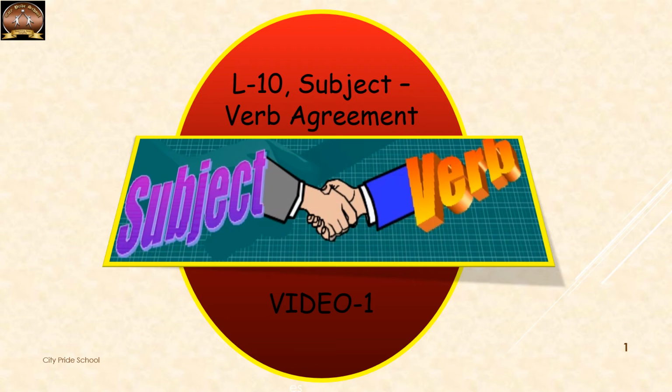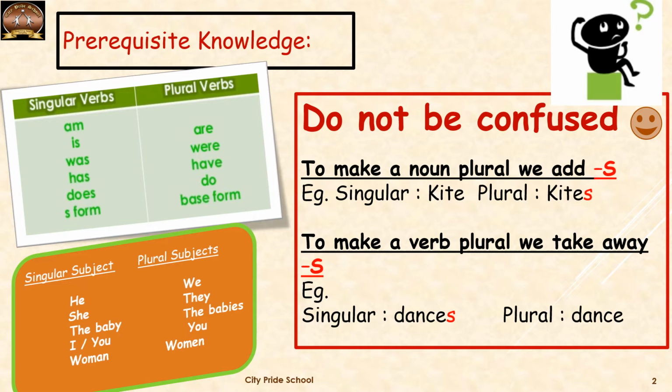Welcome, dear children. This is lesson number 10 of Grammar Gear, subject verb agreement. The other name of this topic is concord. Now, children, we should be very clear with the concept of singular verb, singular noun, and plural noun. This is called prerequisite knowledge, knowledge that you should possess before learning a particular topic.